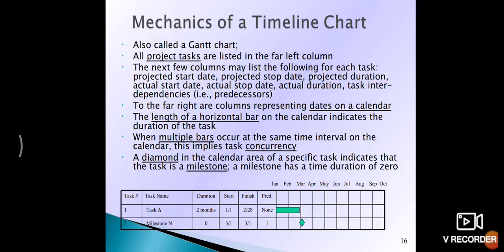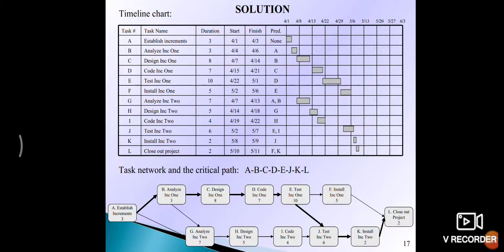Then we calculate the entire project duration, like it starts from January, February, March, April. You can see this in the given example. The length of the horizontal bar on the calendar indicates the duration of the task. When multiple bars occur at the same interval on the calendar, it implies task concurrency. A diamond in the calendar area of a specific task indicates that the task is a milestone. A milestone has a dimension of 0. So there are some rules for preparing the timeline, meaning the Gantt chart.